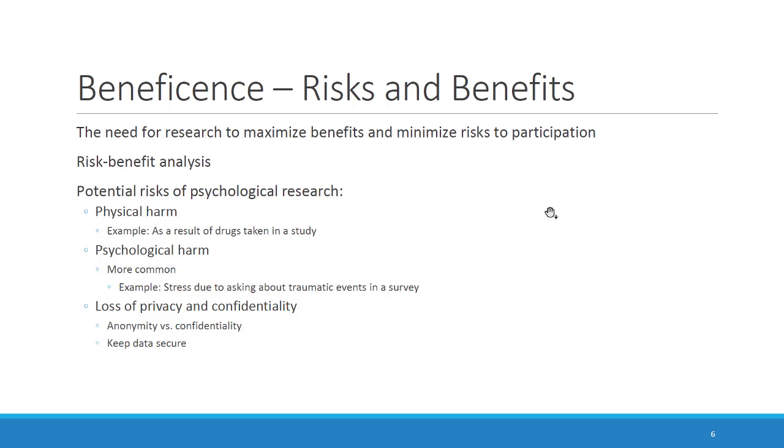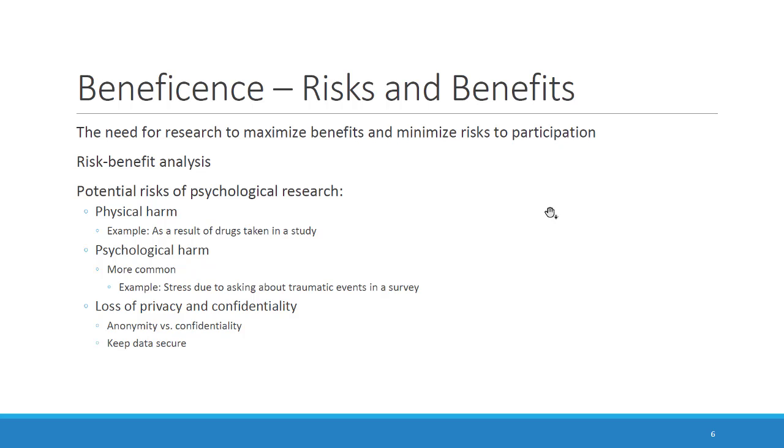Another is loss of privacy and confidentiality. So when we're talking about the words privacy, anonymity, confidentiality, they're all referring to slightly different things. So let me explain what each of them does mean. Privacy is referring to the need for researchers to not be asking questions that are obtrusive, especially if they're not related to the research question at hand.